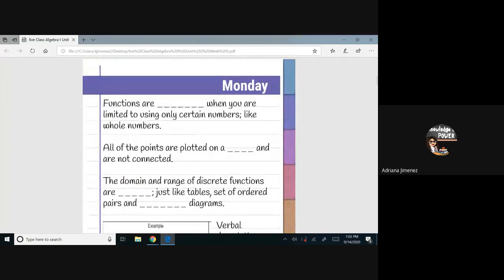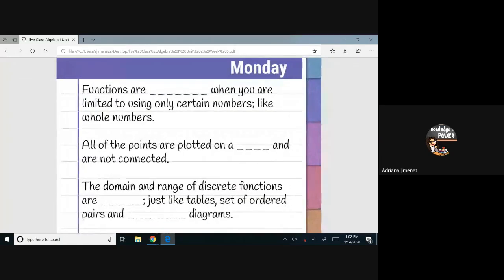All right. So the first thing you got to remember is that functions can be discrete or continuous, and that means in any kind of function. Quadratic, exponential, linear. This semester, all we're talking about is linear.